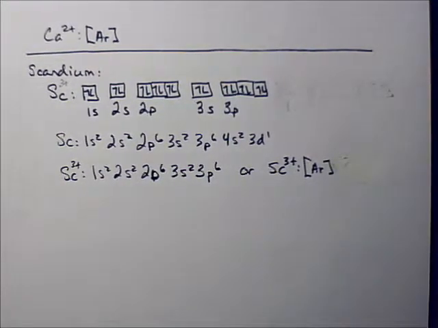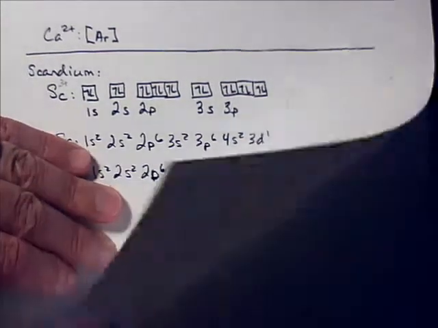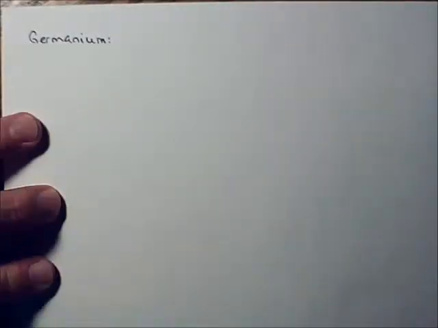Alright. Let's go to germanium. So write the orbital notation and electron configuration for germanium.